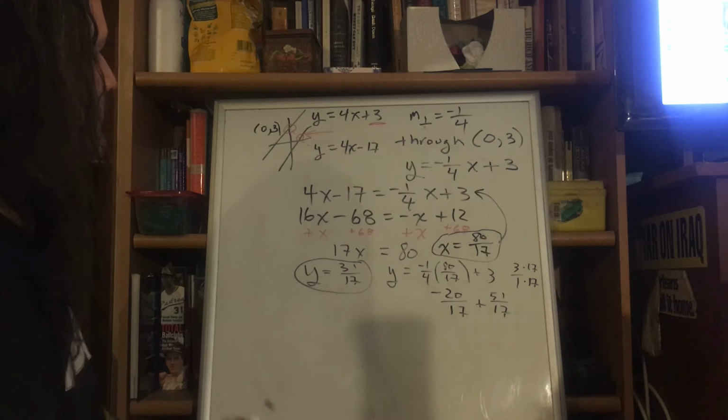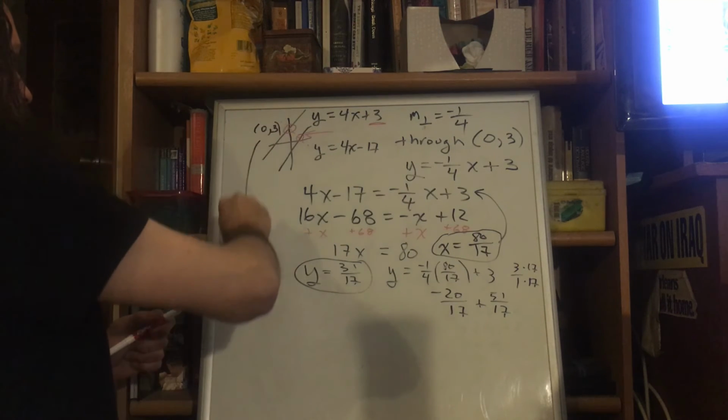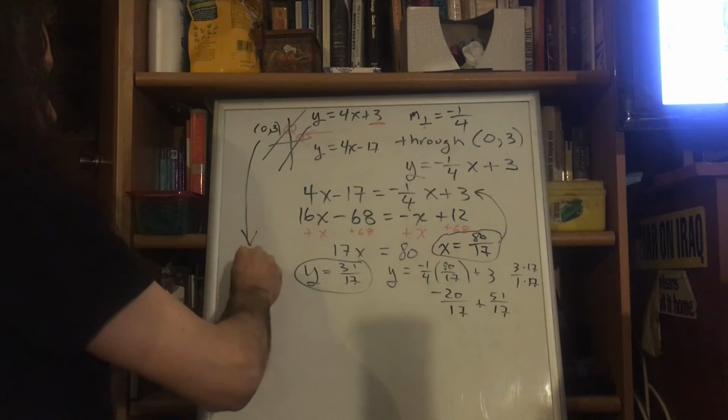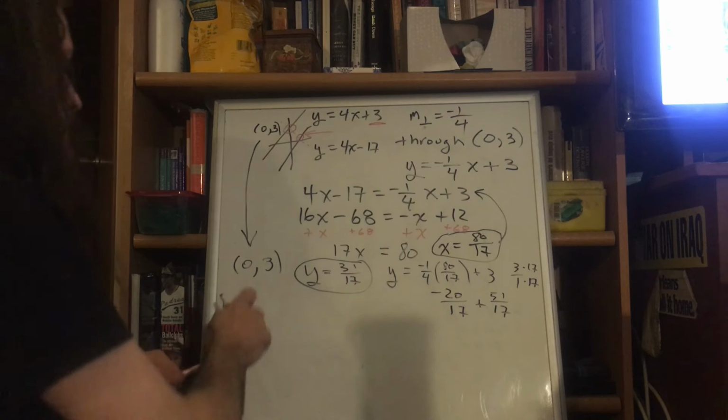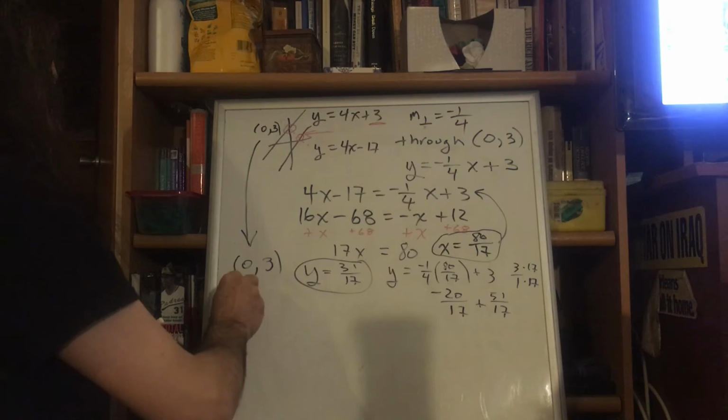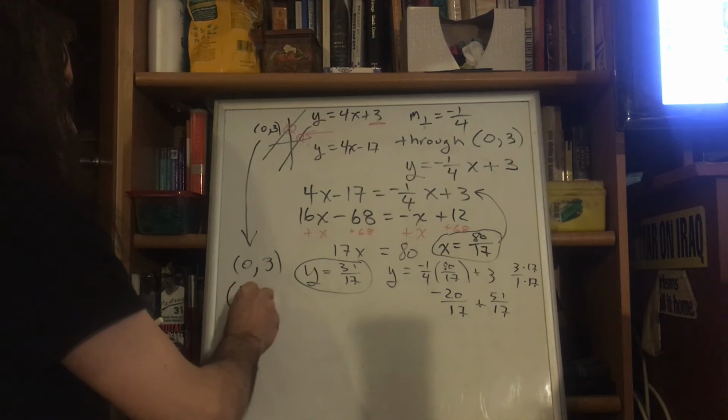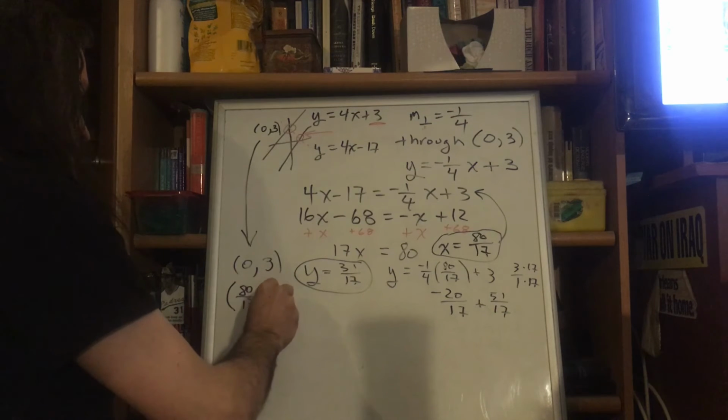Okay, now this is where we're going to use the distance formula. We've already got our 0, 3 here. And we just found out these fractions. And I'm going to leave them as fractions at first. At some point we're going to have to convert them to a decimal, but let's not do that right now.